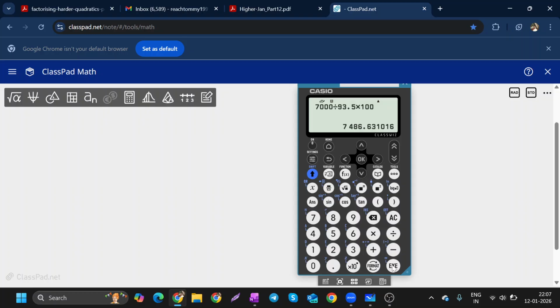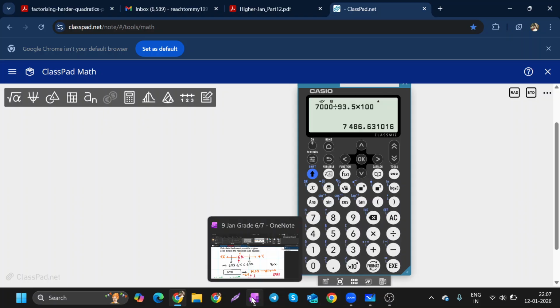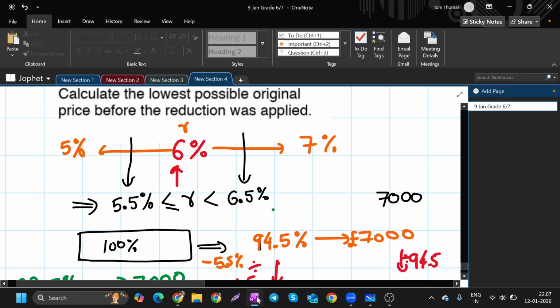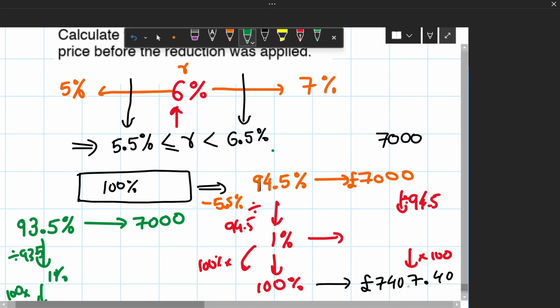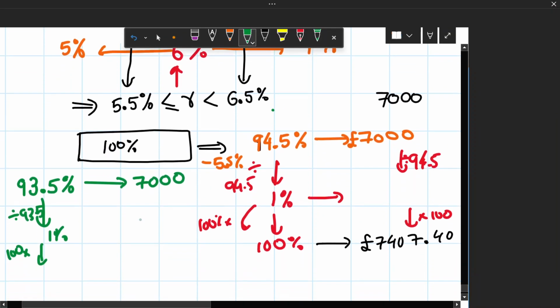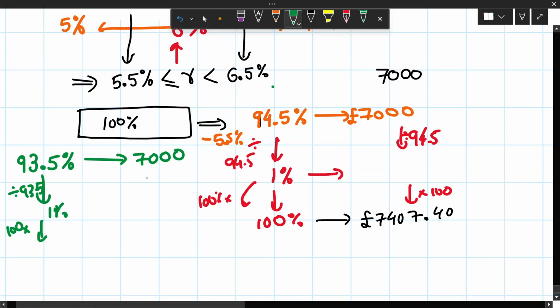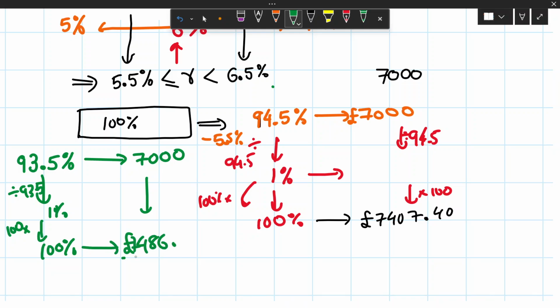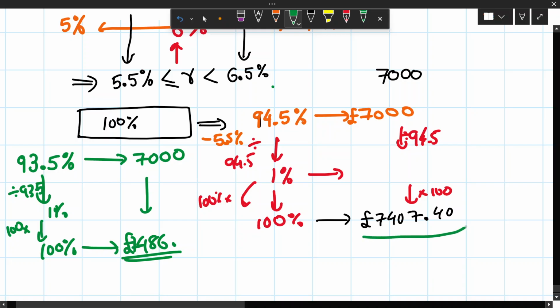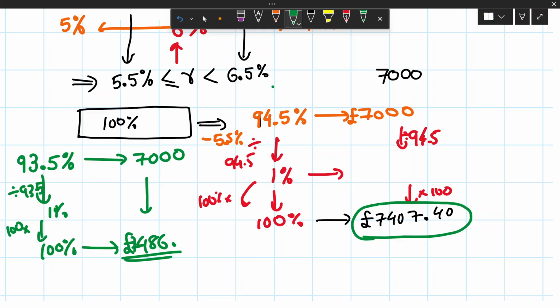And if we do that, that's 7,486, which is the lowest possible value. So if I had done that, the 100% value, or the original value, would have given me 7,486. So the lowest possible value of the car was 7,407. That was a really, really good question. For a moment, I had no idea what I was doing.